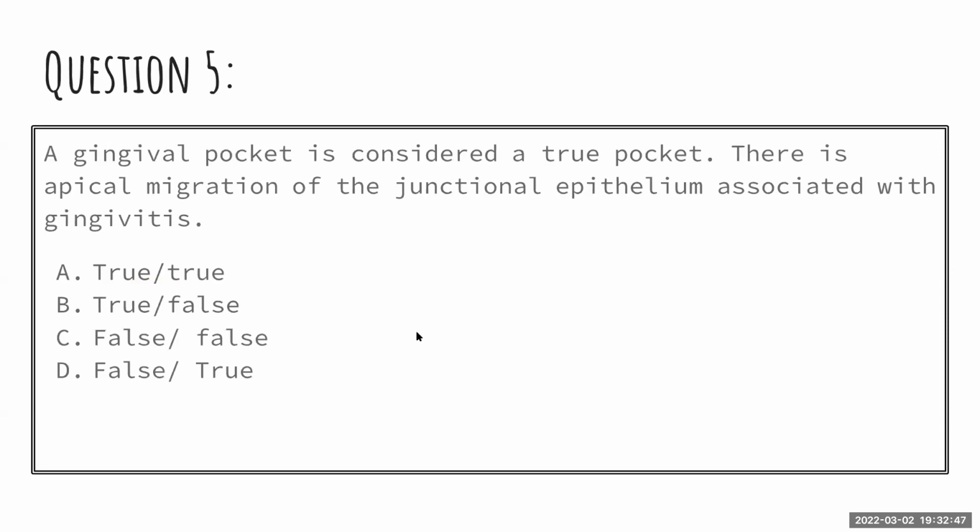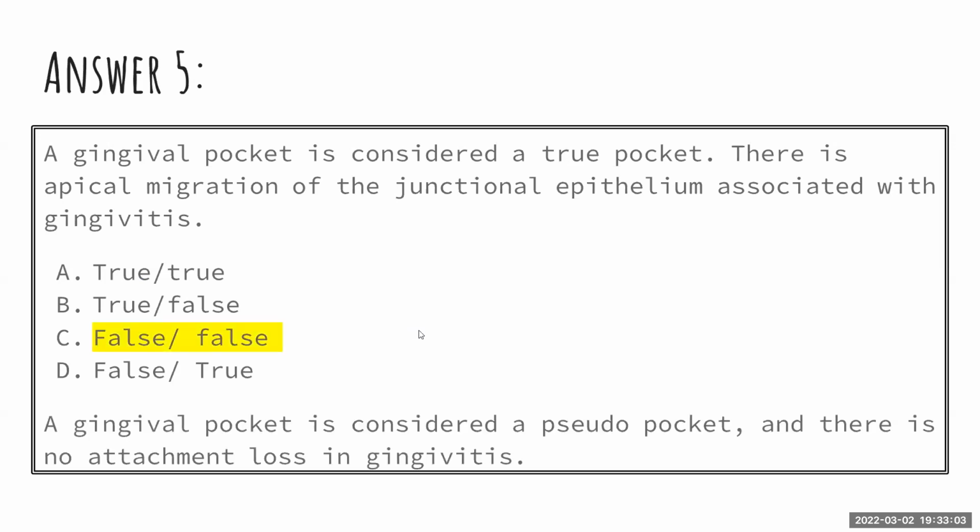The gingival pocket is considered a true pocket, true or false? There is apical migration of the junctional epithelium associated with gingivitis. B? C. So a gingival pocket is not a true pocket. That's what we call a pseudo pocket, because a true pocket actually has apical migration of the junctional epithelium. There is apical migration of the junctional epithelium associated with gingivitis. That's false. So the correct answer is false, false.